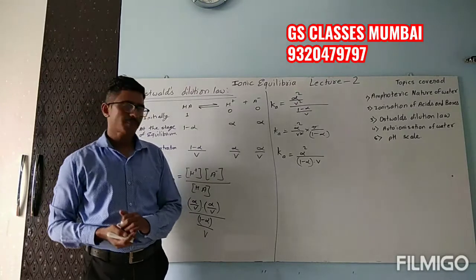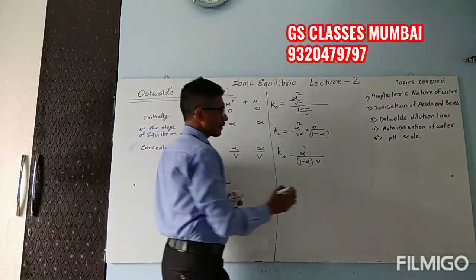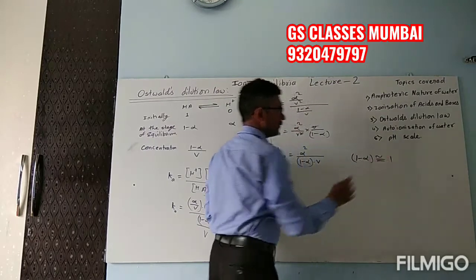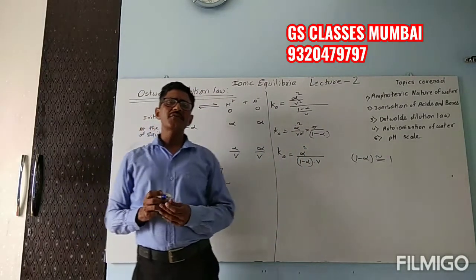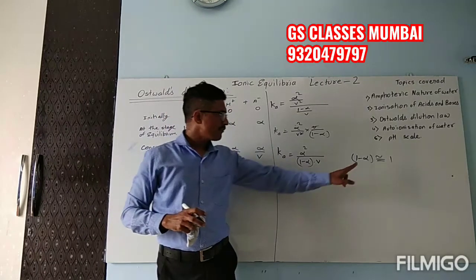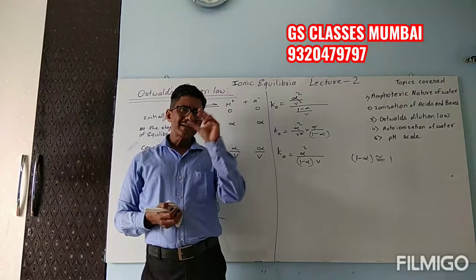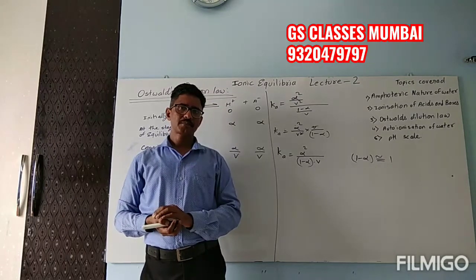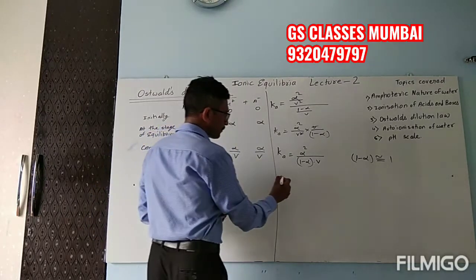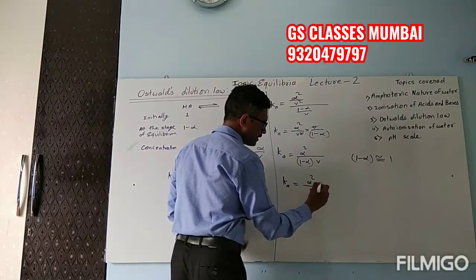Now children, 1 minus alpha is approximately equal to 1, because alpha is a very small value. So 1 minus alpha is as good as 1. If it is 1, then the Ka value is going to be alpha square into V.